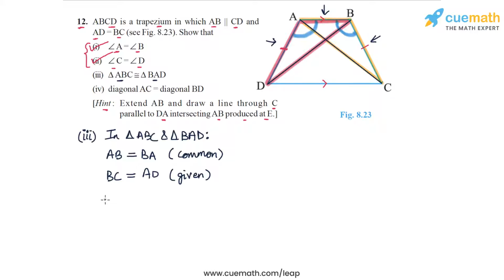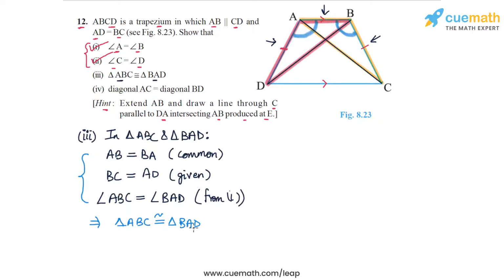So in triangle ABC, angle ABC is equal to, in the other triangle BAD, angle BAD, and this is basically from part 1. So in these 2 triangles we have 2 side pairs and an included angle pair equal, and this means that the 2 triangles are congruent. So ABC is congruent to triangle BAD by the SAS congruence criterion, because we have 2 side pairs and the included angle pair as equal. So triangle ABC is congruent to triangle BAD.